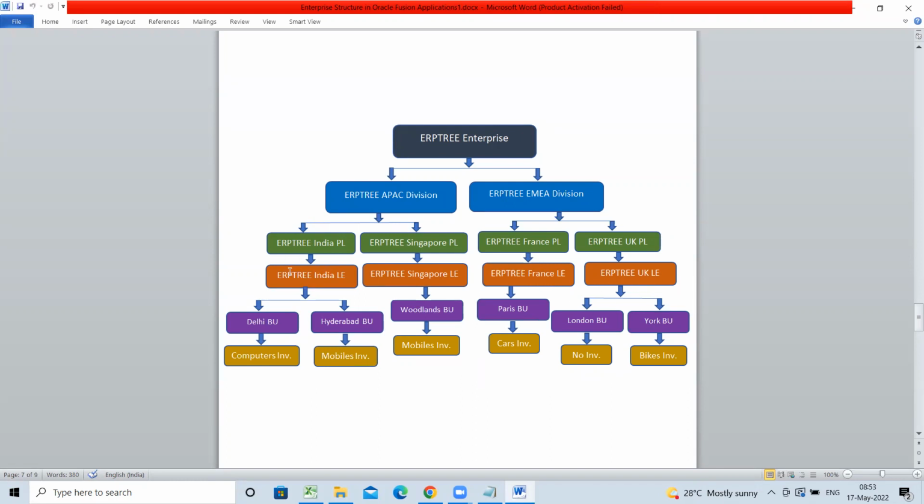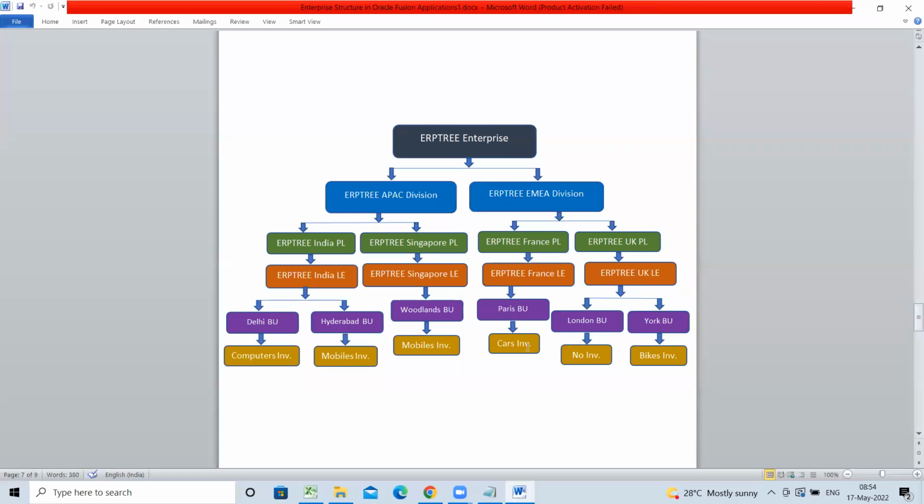In India, how many locations are you doing the business in? In 2 locations. I took the example of 2 locations, 1 business each. I represented which business here. In Delhi they are doing business, Delhi BU. What they are doing is maybe computer sales, computer inventory. In Hyderabad BU, the Hyderabad branch, they are into mobile sales. Same way in Singapore, they have only 1 branch. The branch we are taking as BU, and they are into mobile sales.